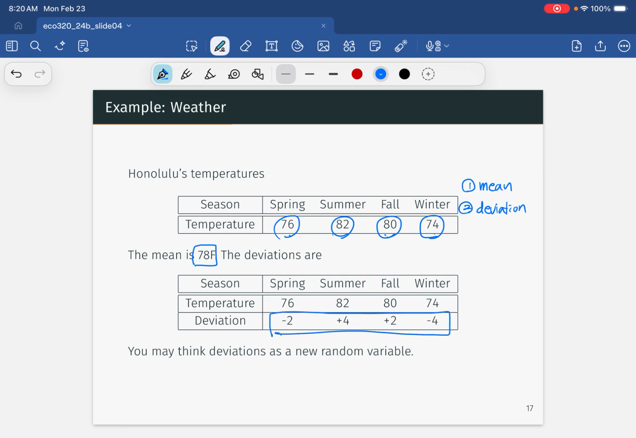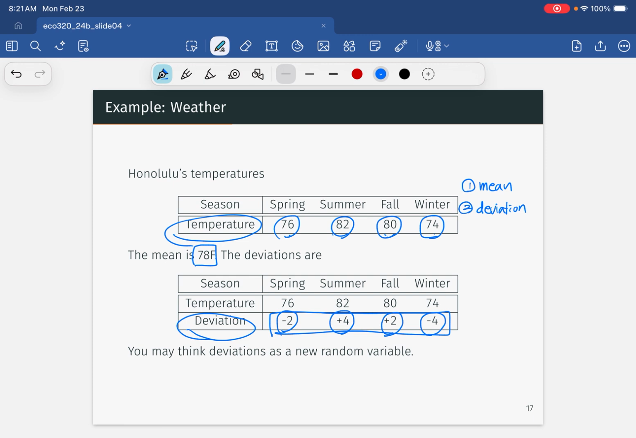Okay, and then deviation is defined like this. So spring is 76 degrees, which is 2 degrees below the mean. Summer is 82 degrees, which means 4 degrees above the mean. Plus 2 means 2 degrees above the mean. And minus 4 is 4 degrees below the mean. So deviation only captures the relative distance from the center, right? And the point here is we have 4 observations of temperature, so we are going to have the same number of deviations.